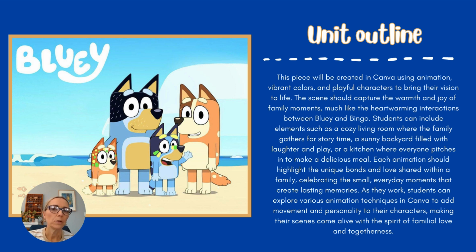Firstly, I thought I'd give you a bit of a unit outline of what the students will be doing. This is going to be a unit for around the year 2 age. It could be adapted for either, but I wouldn't go any younger than year 2. This piece will be created in Canva using animation, some elements, and getting images from the internet and how to copy those and bring them over to Canva.